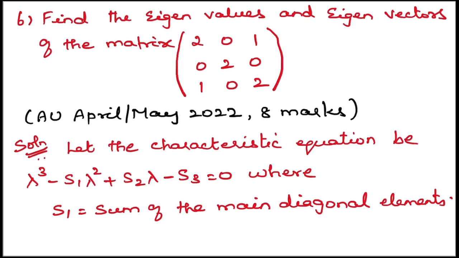First, write the characteristic equation. Let the characteristic equation be lambda cube minus S1 lambda square plus S2 lambda minus S3 is equal to 0, where S1 is equal to the sum of the main diagonal elements. So, the main diagonal elements are 2, 2, 2. So, that is equal to 2 plus 2 plus 2 is equal to 6.